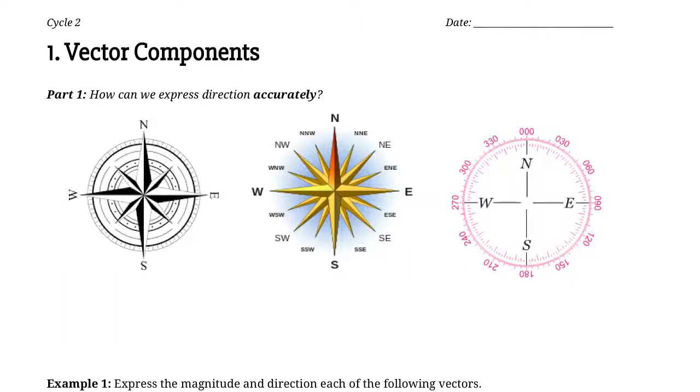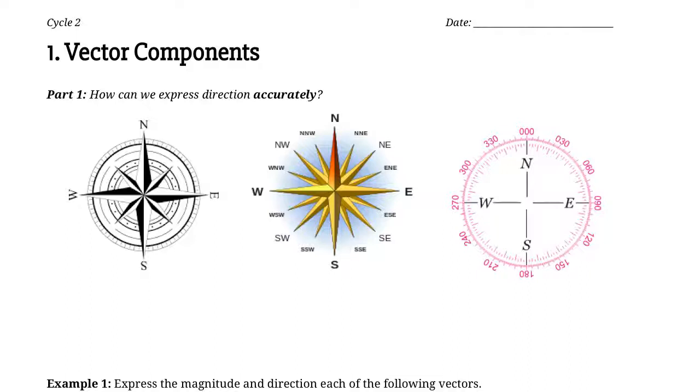This is a lesson on vector components. Before we actually talk about what vector components means, we need to be able to express direction accurately. So, for example, we've been used to, in this course, using north, south, east, west, right? We know very well north, south, east, west. So if we have vectors acting in those directions, we know what that means.